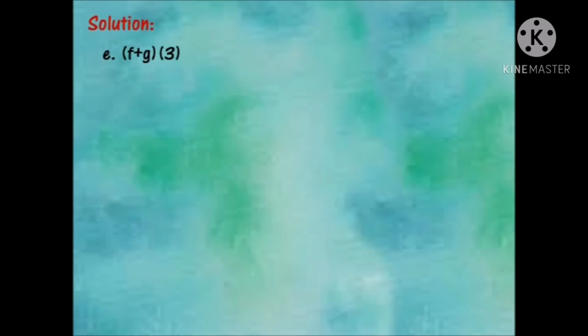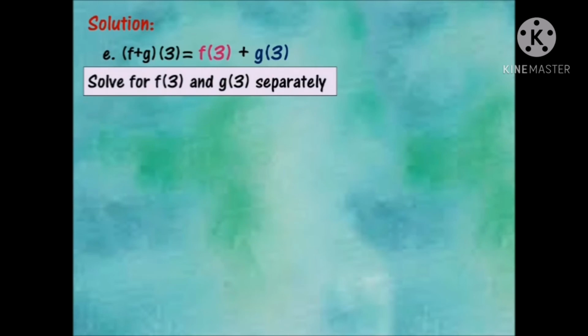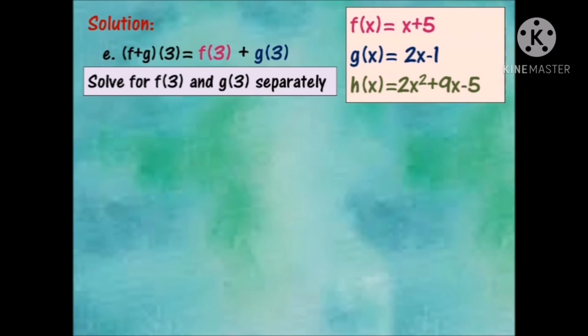Letter E. We have f plus g of 3. Meron na tayong value ni x, which is 3. So, that is equal to f of 3 plus g of 3. So, let's solve f of 3 and g of 3 separately. The given function, unahin natin si f of x, which is x plus 5. So, substitute natin yung value ni x na 3. So, magiging 3 plus 5. Therefore, f of 3 is equal to 8.